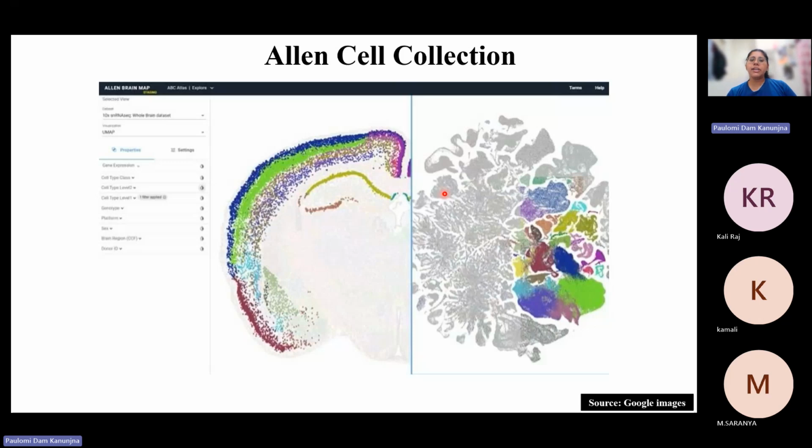So let me explain to you. This is the concept taken from iPSCs, so it makes sense to read it here, right? These are genome edited iPSCs from human. Now, this was developed by the Allen Institute for Cell Science. That's why the name Allen Cell Collection.